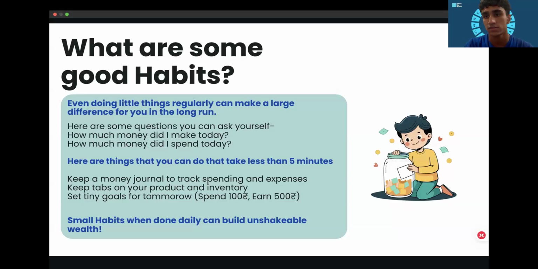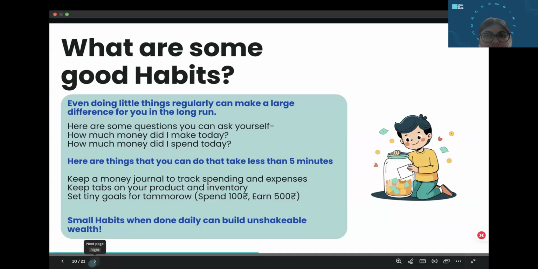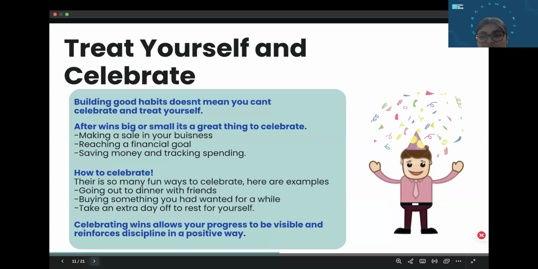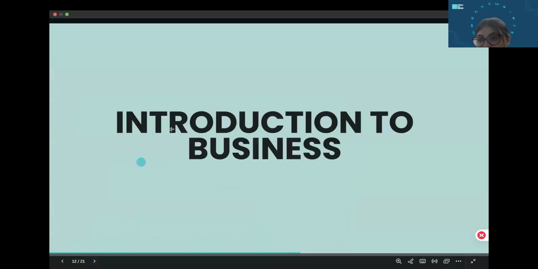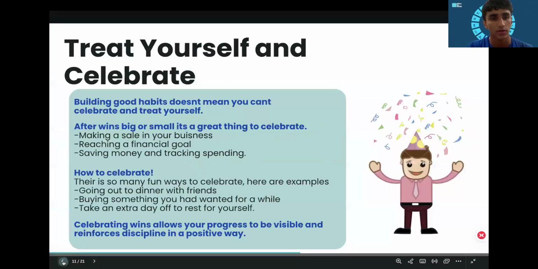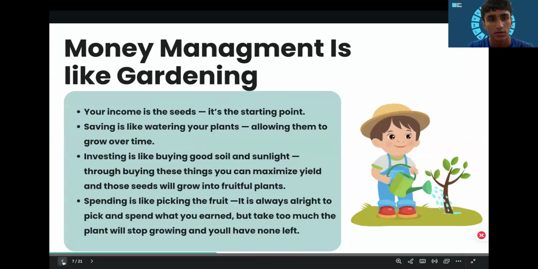Good. Anything else? Is that clear, Angel? Any doubt? No? Okay. Durgeshwari is also saying to repeat the gardening slide. Okay, this one.